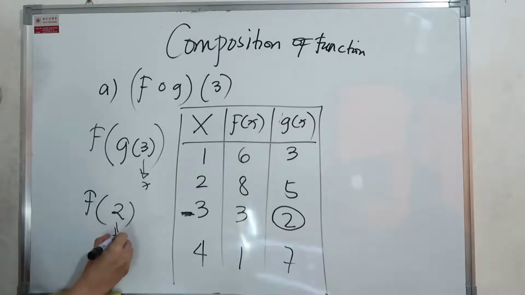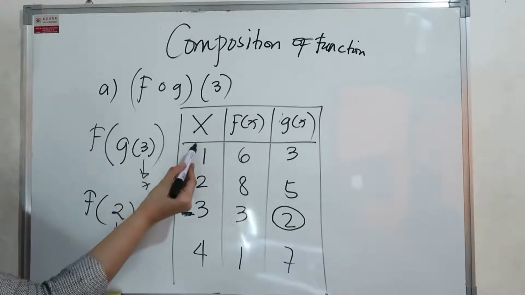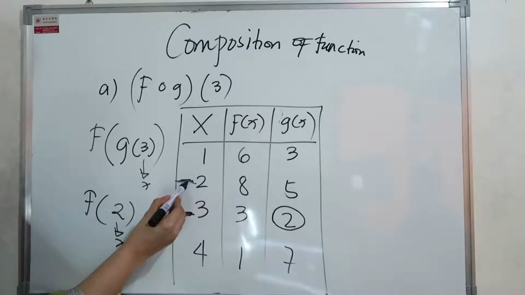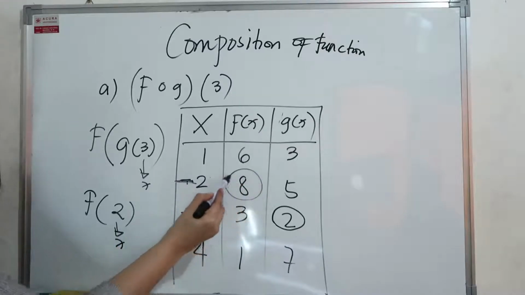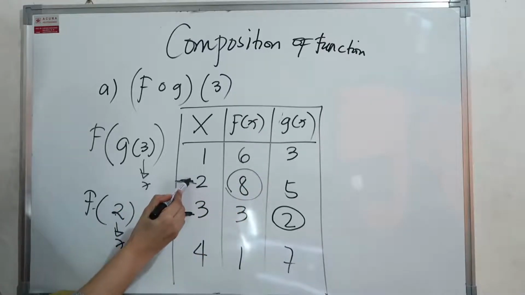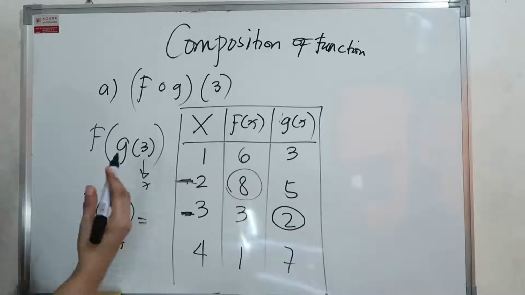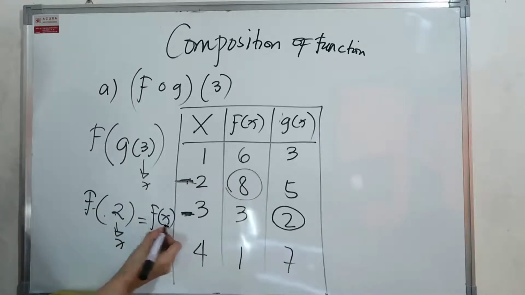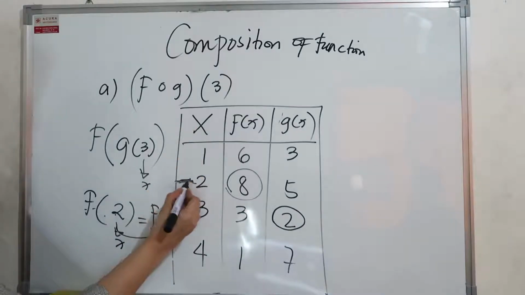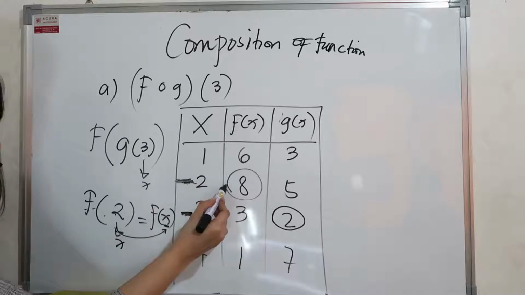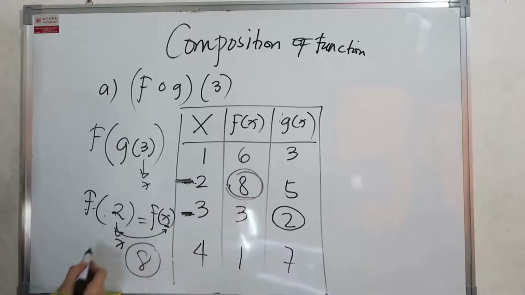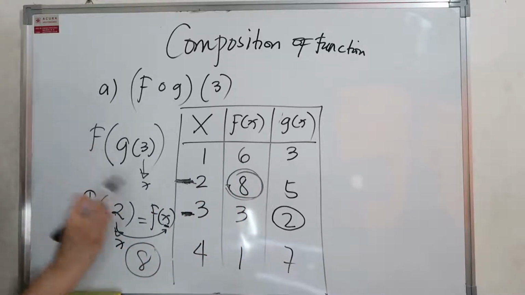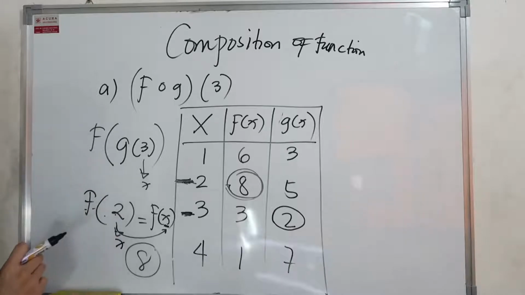When we say 2 here, you're referring to x. So where is x? Here is 2. So the f of 2 is 8, because f of 2 is the same as f of x, where the 2 here pertains to x. So what is f of 2? That is 8. So the answer is 8. That is how we evaluate composition of function using a table.